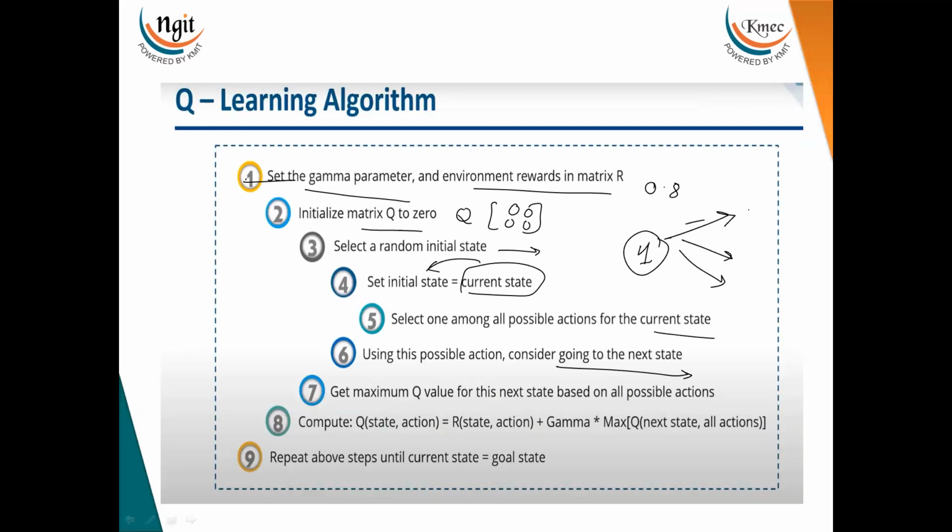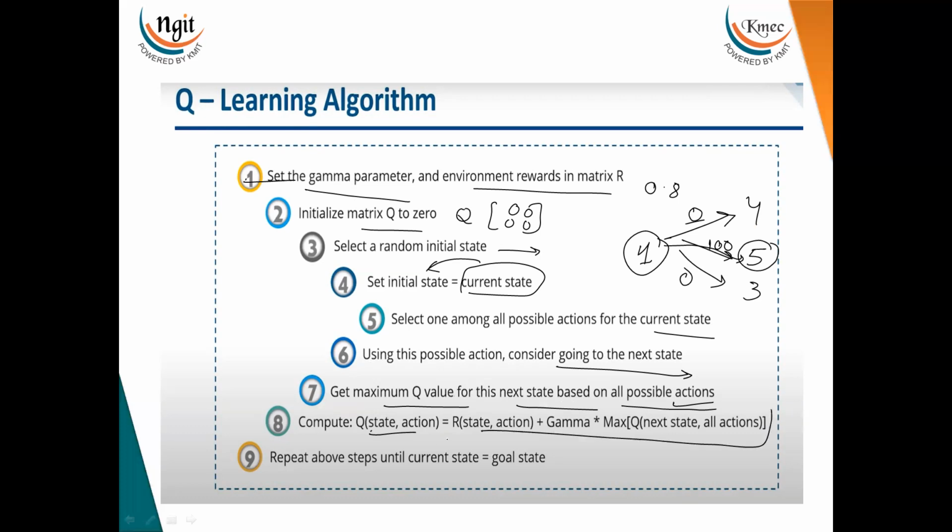If I choose this particular action, maybe I'll reach state number 4. If I choose this, I'll reach 5, or if I choose that, I'll reach 3. So whatever action I choose, accordingly I will go to the next state. Whenever I'm doing this, I'm trying to get the maximum Q value for the next state based on my action. Suppose I'm getting here 0, here 0, and here 100. Definitely I will choose this particular action because I'm getting the maximum reward. So I'll try to get the maximum value for the next state based on the possible actions, and I'm computing Q of state, action using the formula which we have discussed.